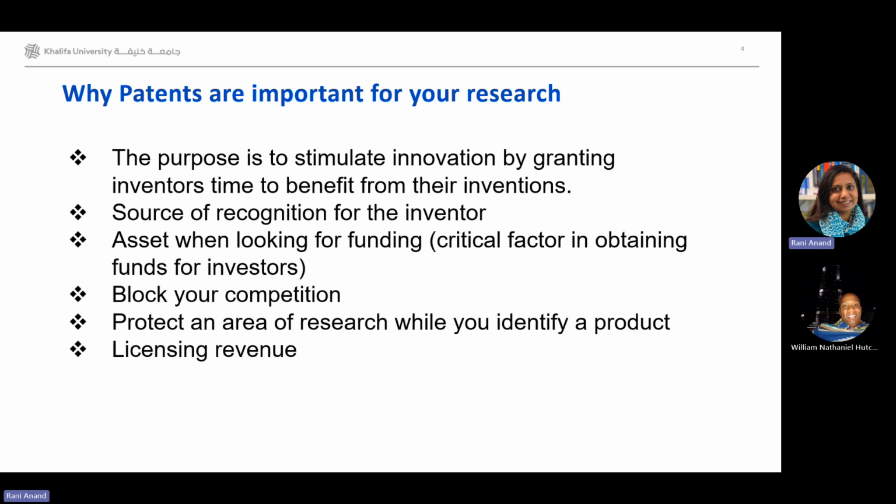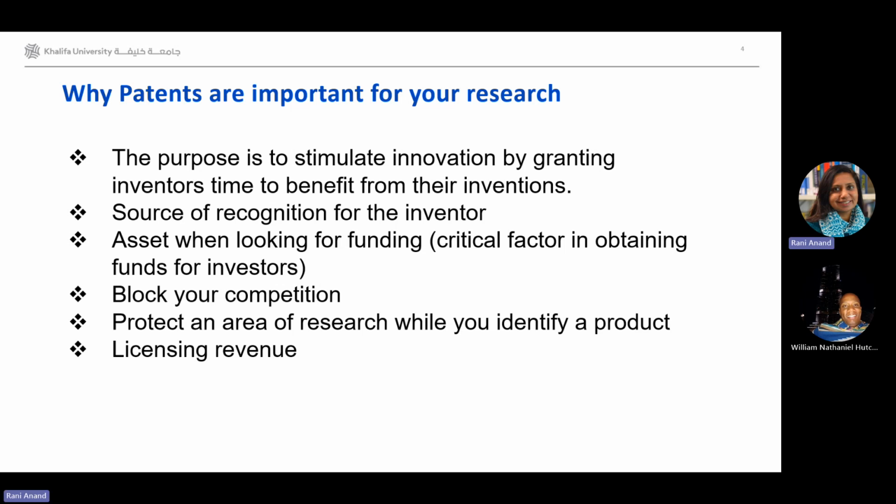The first and foremost is to stimulate innovation by granting inventors time to benefit from their inventions. It's the benefit: financial benefit, and it adds to your reputation. So the most important is the benefit to the inventor. And it's like a source of recognition of the inventor, adding to their prestige.